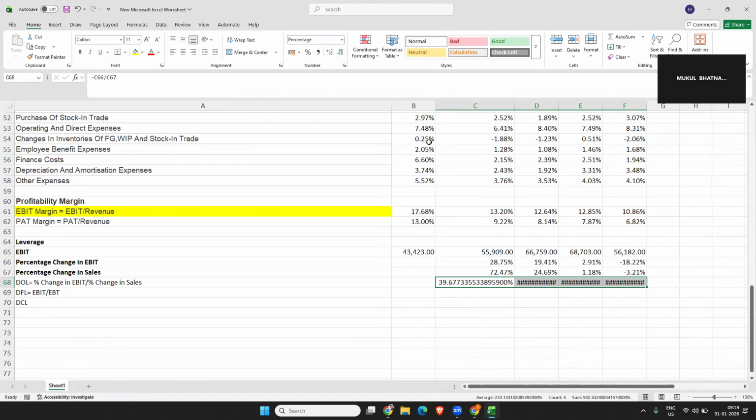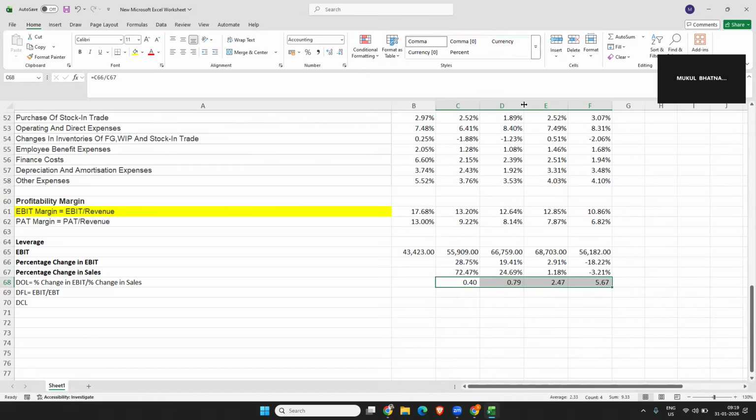I need to remove this percentage. Yes, so I have removed the percentage because degree of operating leverage is not in percentage. So here I am having the values of it. Let me again resize the columns. This is degree of operating leverage.